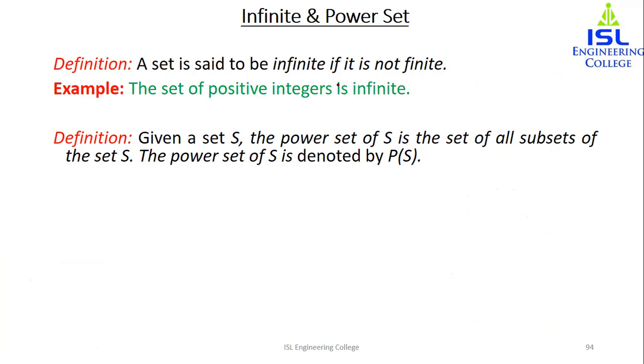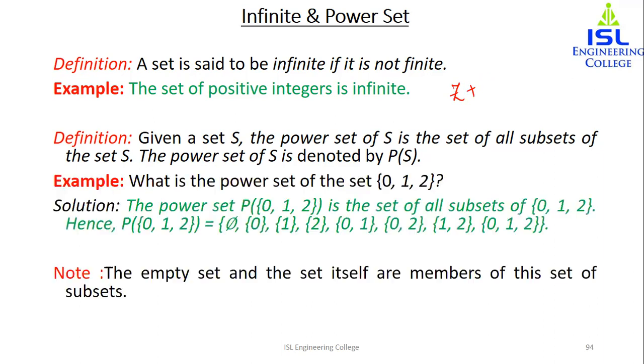So the set of positive integers is also an infinite set. So Z plus, it is all the positive integers till infinity. And similarly, the example for power set, what is the power set of {0, 1, 2}? So the power set of {0, 1, 2}, let's solve it over here. So we have to find, suppose the set is A is equal to {0, 1, 2}. What is the power set of A? Power set of A. Okay.